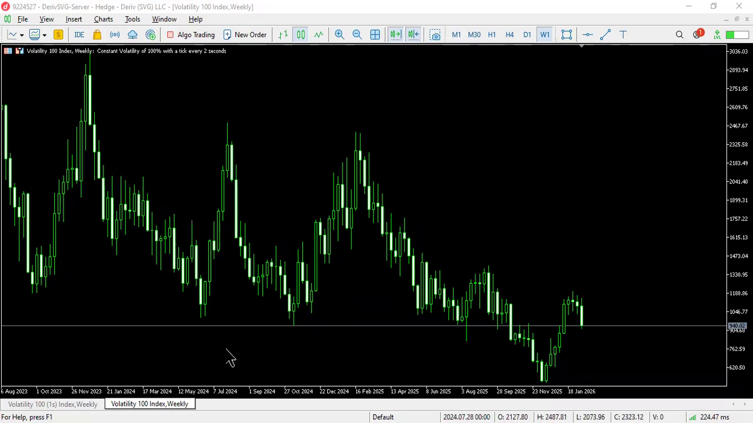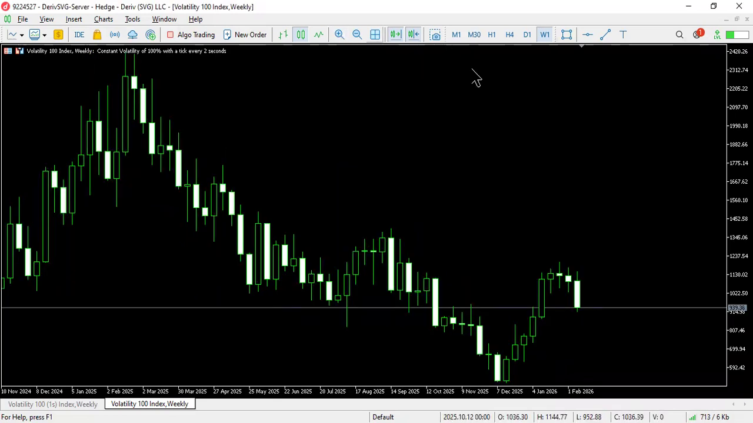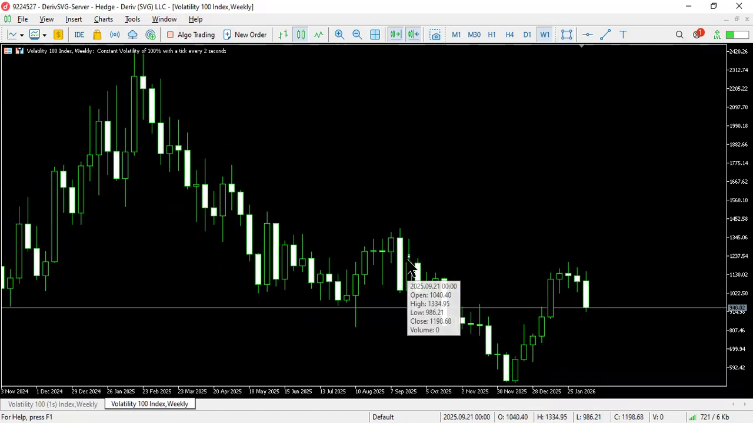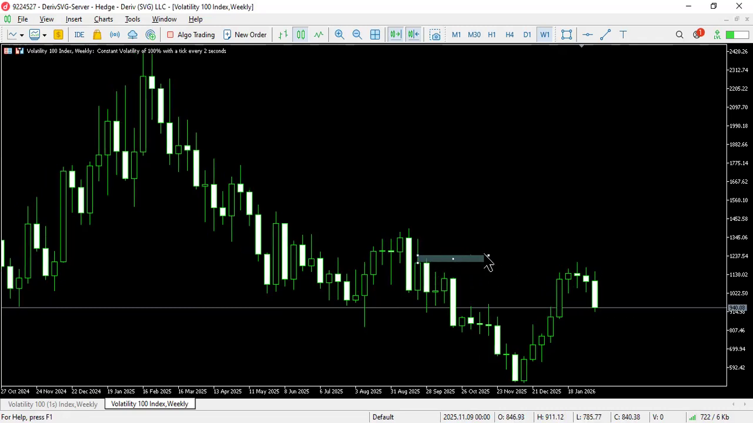So let us begin. We are starting with volatility 100 from the weekly time frame. From the weekly time frame, if we zoom in, we can mark our levels. As we can see, price has been buying. However, we just stepped into this weekly demand zone right there.